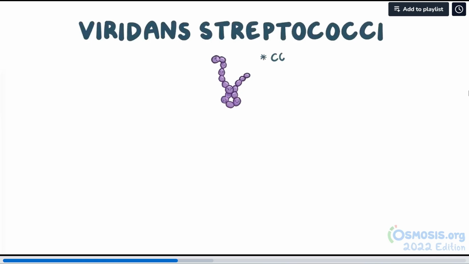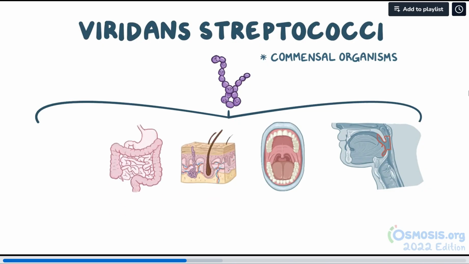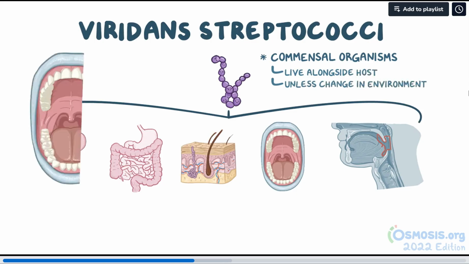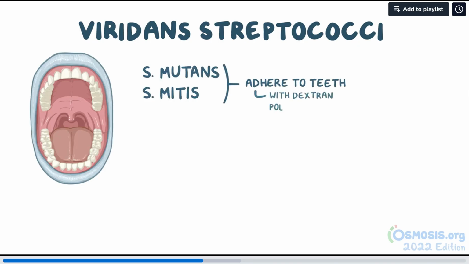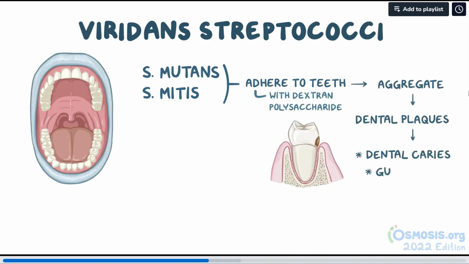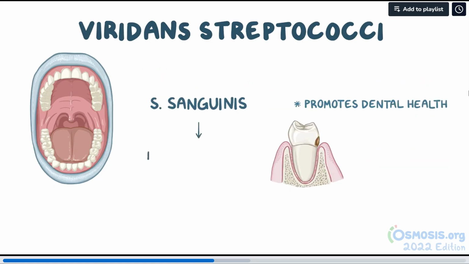Viridans streptococci are commensal organisms that reside in the oropharynx, epithelial surfaces of the oral cavity, teeth, skin, gastrointestinal, and genitourinary tracts. So, they live alongside their host without causing harm unless there's a change in the environment. Inside the mouth, viridans streptococci, like Streptococcus mutans and Streptococcus mitis, adhere to tooth enamel with the help of dextran polysaccharide, and aggregate, forming dental plaques, which can lead to dental caries and gum disease. In contrast, Streptococcus sanguinis promotes dental health by inhibiting the growth of Streptococcus mutans.